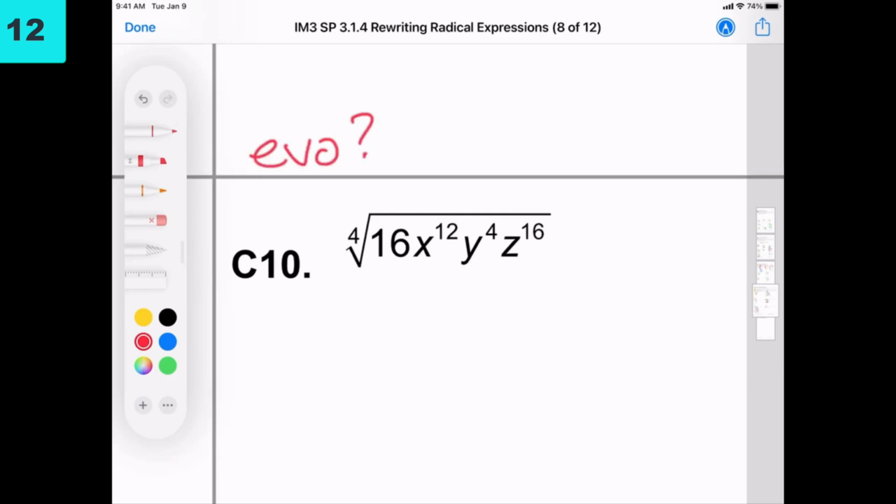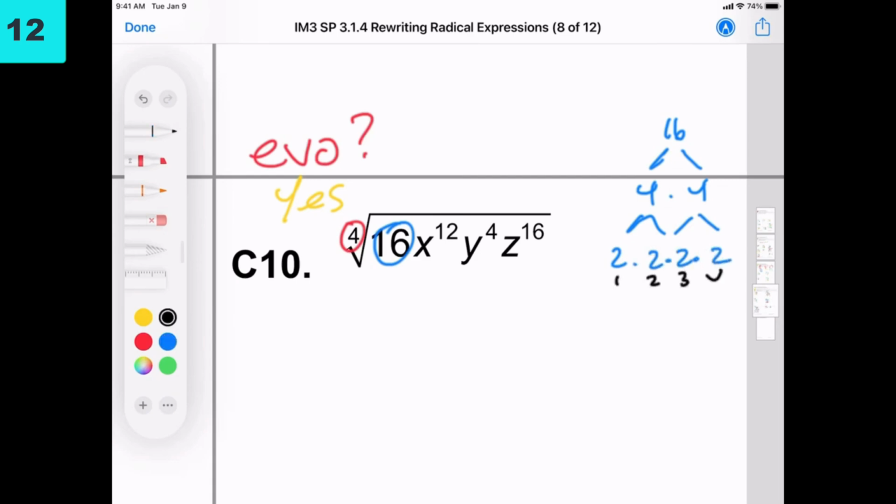Are we going to use Evo for this problem? Is that an even? Yes. Okay, so we just got to be mindful of it when we do it at the end, okay? So I have 16, which is going to become... Okay, now, I got to pay attention here. I need something multiplied by itself 4 times to equal 16. We do 4 times 4, and that would be 2 times 2 times 2 times 2. There are 4 of those numbers. Does that make sense? So that's why I can write 2 to the 4th power.